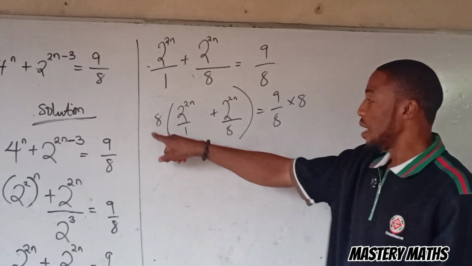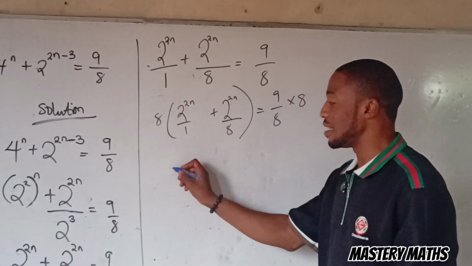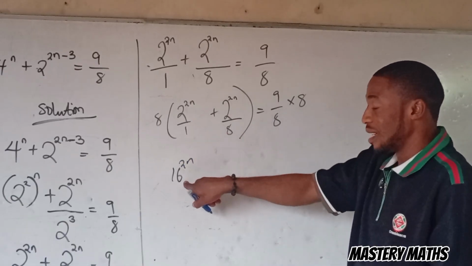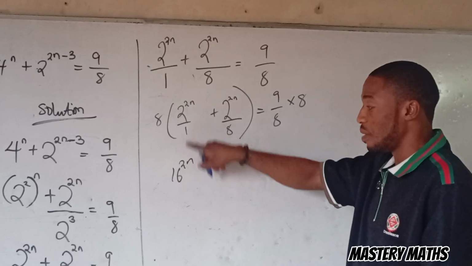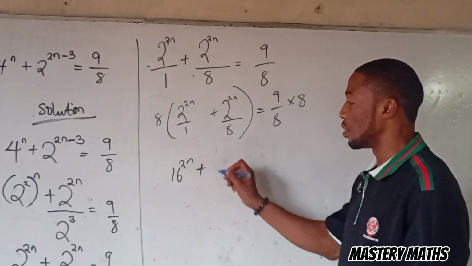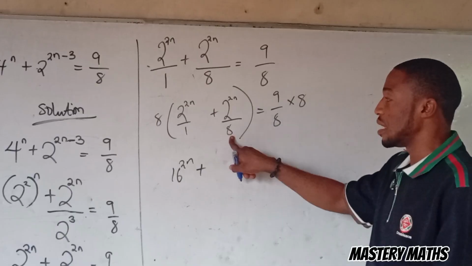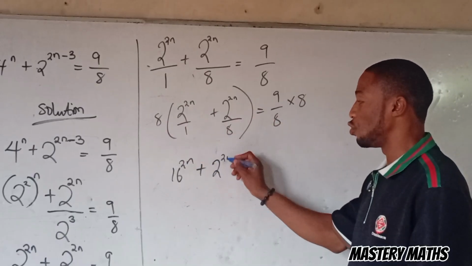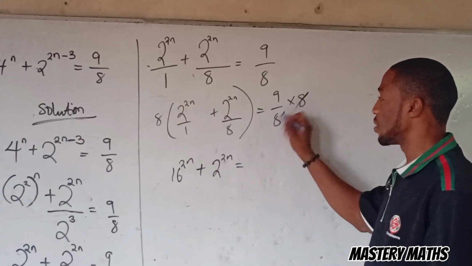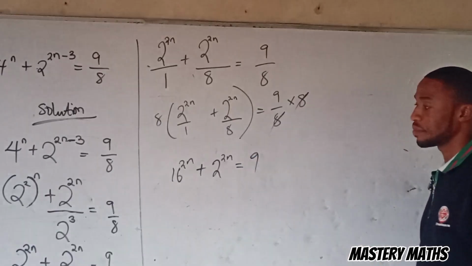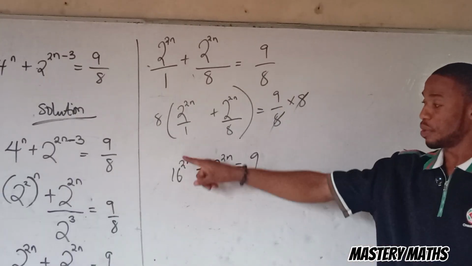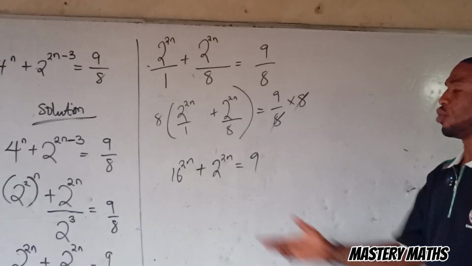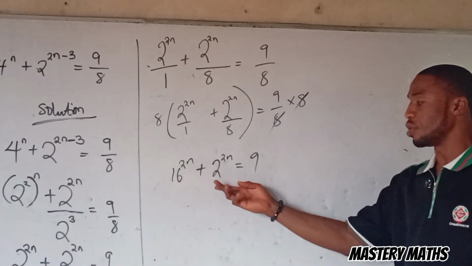Now, if you watch, 8 times this will give us 16 raised to the power of 2n. Now, 16 divided by 1 is 16. That's the reason why they don't put the over 1 here. Now, you have your plus. This 8 here, we cancel this 8. When 8 cancels 8, what is remaining? You have your 2 raised to the power of 2n. Now, equal to, this 8 cancels this 8. What is remaining here? You have your 9. So here we have 16 raised to the power of 2n plus 2 raised to the power of 2n equal to 9. Now we need to equate this base. The base needs to be equated.